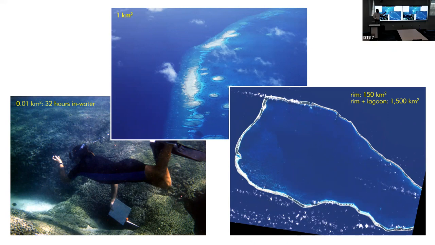Here is part of the rim of Chuuk Atoll in Micronesia. It's about a square kilometer. Here's Rangiroa Atoll. The rim is 150 square kilometers, and the rim and the lagoon, there's stuff in the lagoon, is 1,500 square kilometers. So scale up the effort to try to get detailed maps of this. Diving, bring a lot of sunscreen and a lot of friends. It's going to take a while, right?